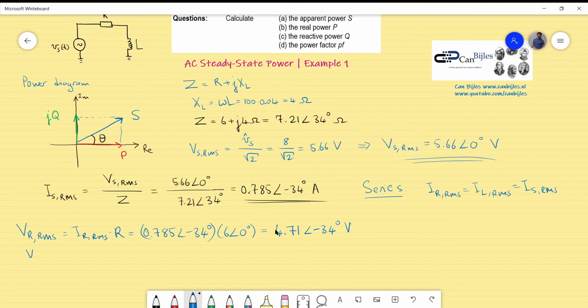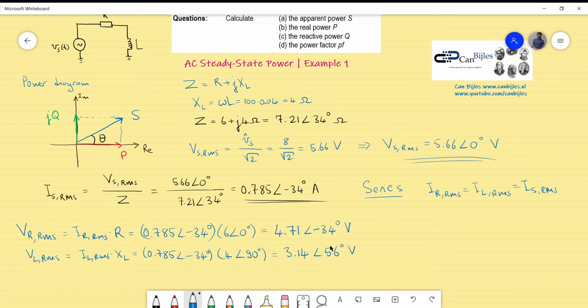And if I continue with the inductor voltage, VL is equal to the inductor current in RMS times the inductance reactance, so XL. Again, the same current expression using the phasors, but now the value of the XL was 4 and the phase orientation is 90 degrees, because it is always in the positive y direction in the complex plane for XL, for the reactance of the inductor. So if I calculate this also, I will get 3.14 phase plus 56 degrees, in volts.